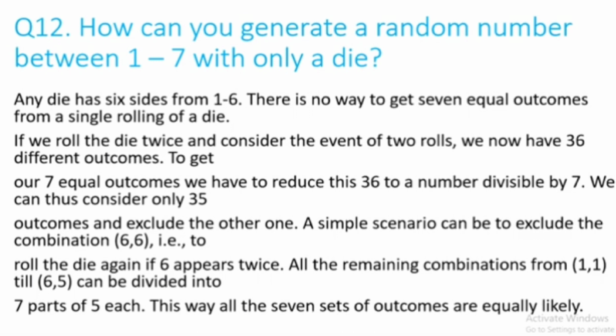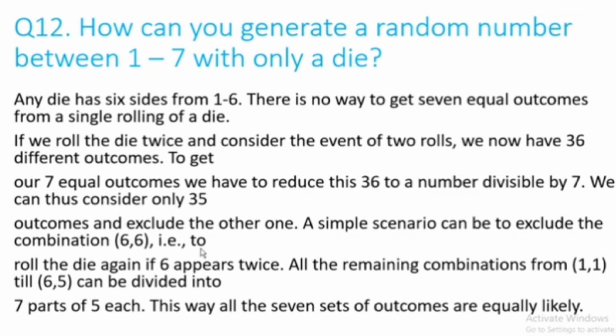Question number 12. How can you generate a random number between 1 and 7 with only a die? Any die has 6 sides, from 1 to 6. There is no way to get 7 equal outcomes from a single roll of a die. If we roll the die twice and consider the event of 2 rolls, we now have 36 different outcomes. To get our 7 equal outcomes, we have to reduce this 36 to a number divisible by 7. We can thus consider only 35 outcomes and exclude the other one.